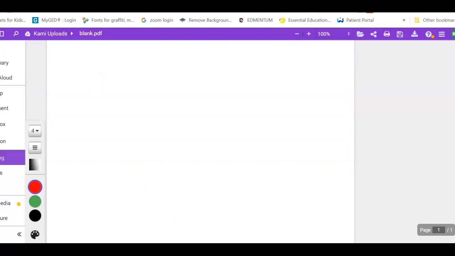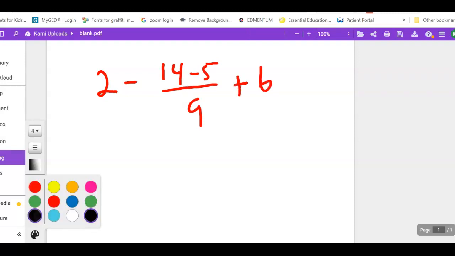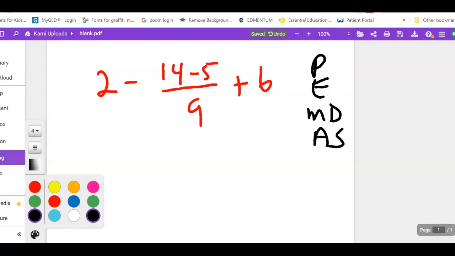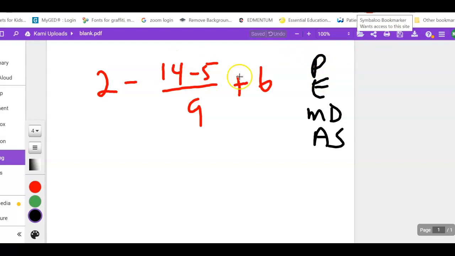I have 2 minus 14 minus 5 divided by 9 plus 6. Okay. What do we have going on here? We have our PEMDAS order. And PEMDAS questions that look like these, the not so normal ones, tend to go out of PEMDAS order a little bit. And that's because, remember, when you do the division, you're going to have to figure out what's on the top first and then the bottom before you can actually do the division part.